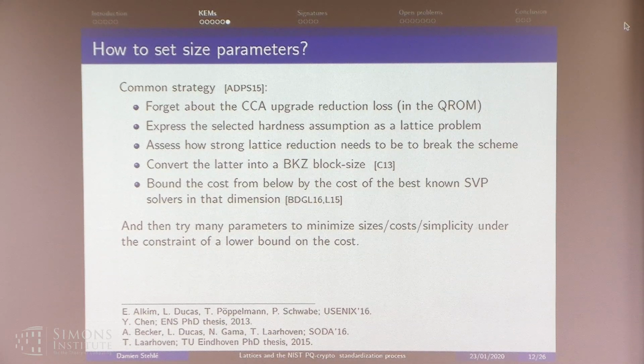So the common strategy goes back to the ADPS Europe paper. First, you forget about the CCA upgrade reduction loss. We have a transform in the QROM with a loss in the security proof. No one takes that loss into account when setting parameters. Always true? I don't think... does someone take this loss into account?